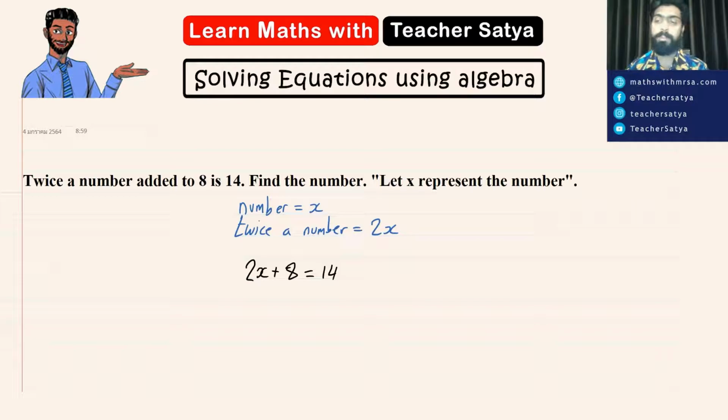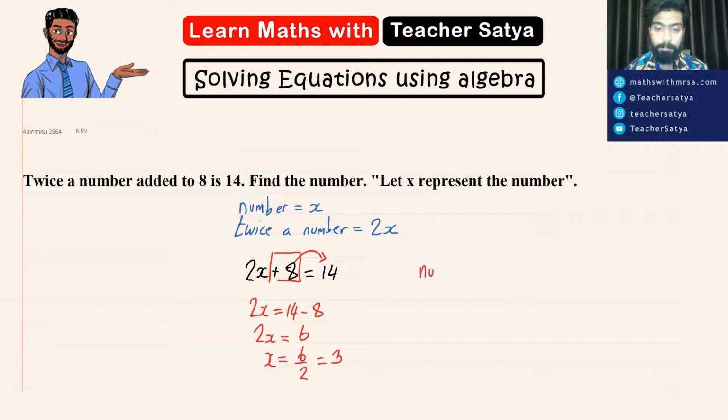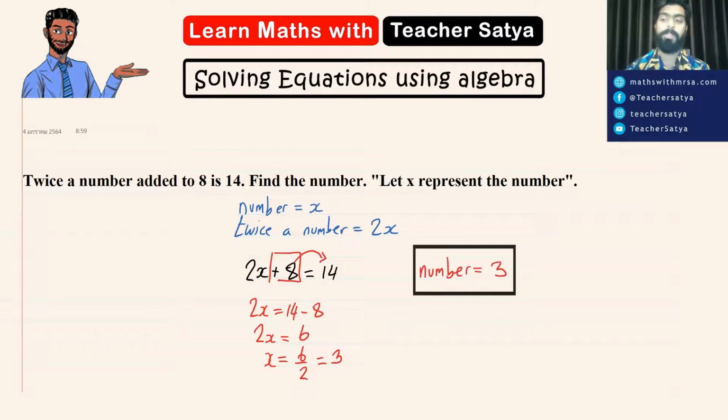Now what we have is a simple linear equation. So we're going to start out by transposing 8 to the other side. So we have 2x is equal to 14 minus 8. 2x is equal to 6. Now I'm going to transpose 2 to the other side. So x is equal to 6 over 2, which is equal to 3. Therefore, the number in this question is equal to 3.